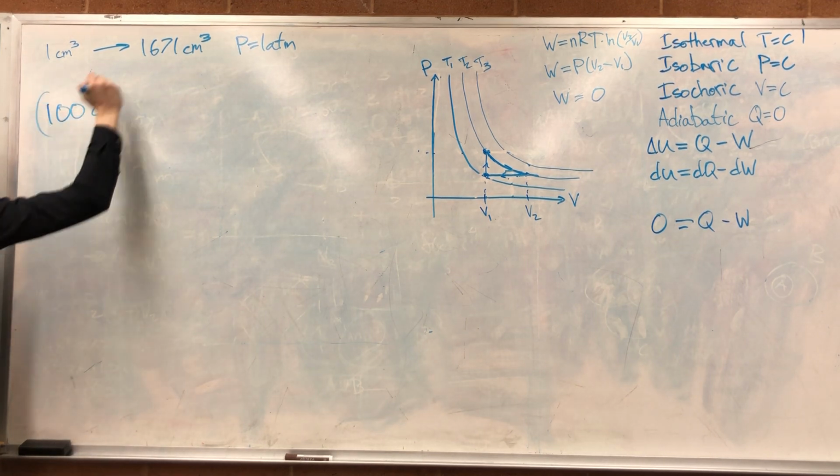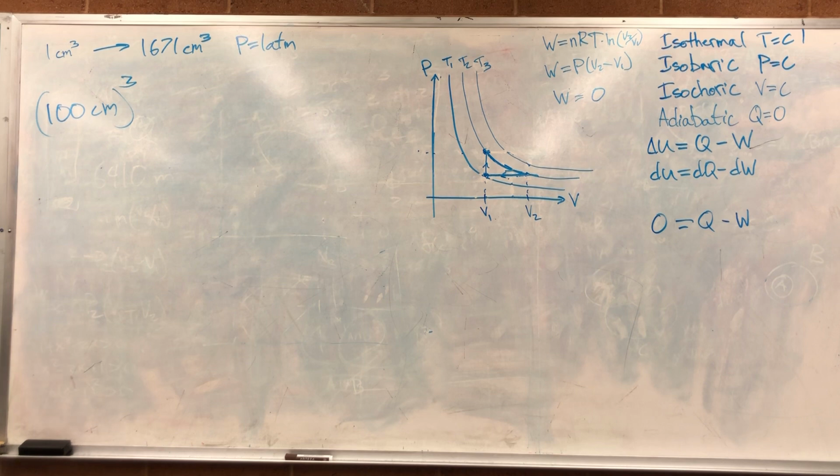100 centimeters cubed is 1 cubic meter. That's 1 meter times 1 meter times 1 meter. Oh, I see.